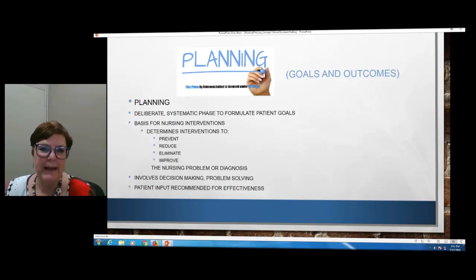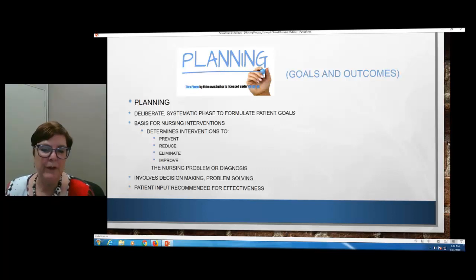Okay, so planning. This is our goals and outcome. It's a deliberate, systematic phase that we use to formulate our patient goals. And these are the basis for our nursing interventions. It's going to determine whether our interventions prevent something, reduce something, eliminate something, or improve something.